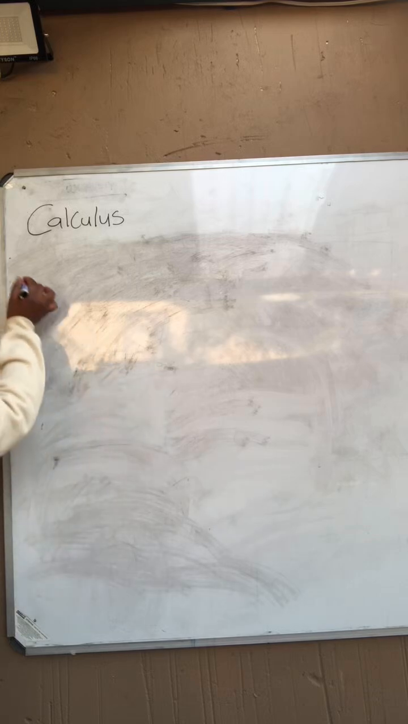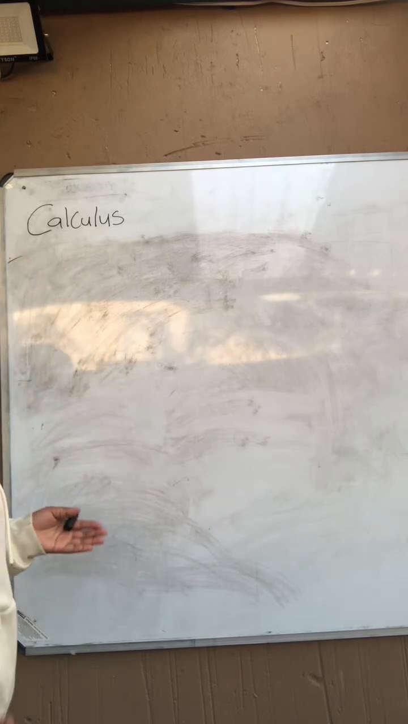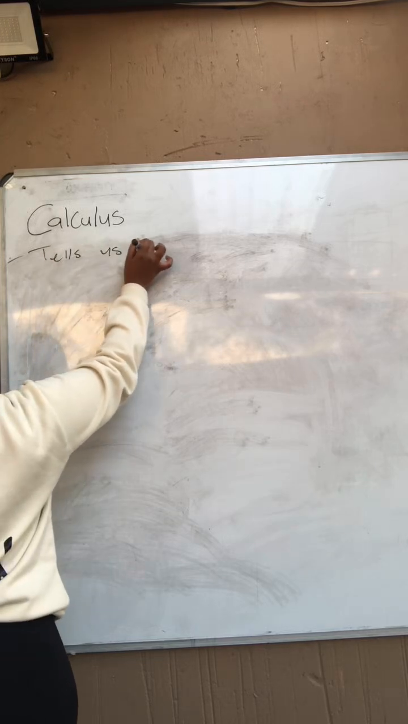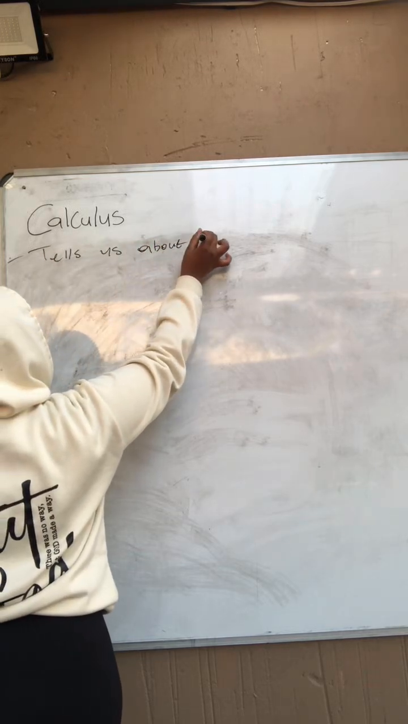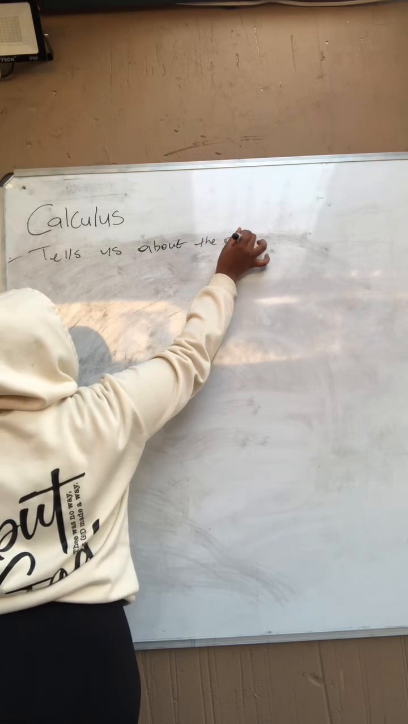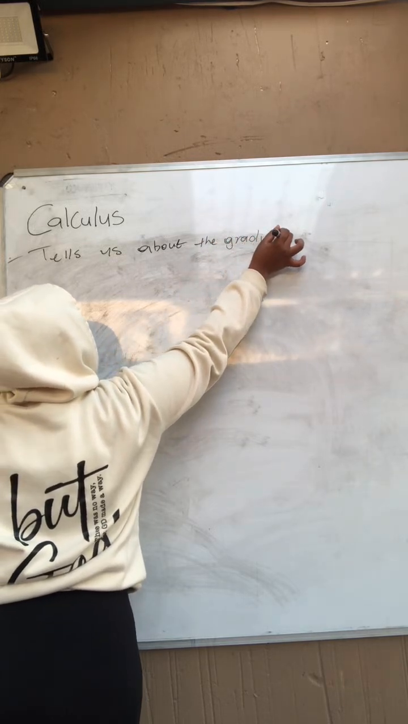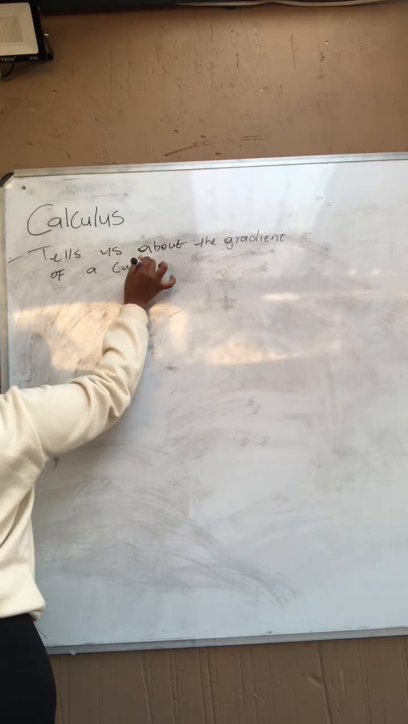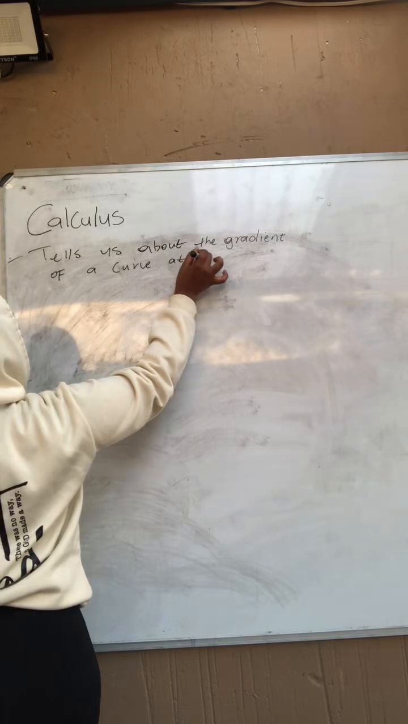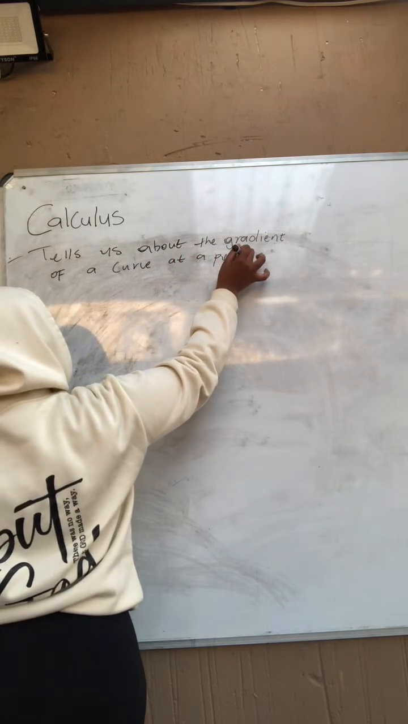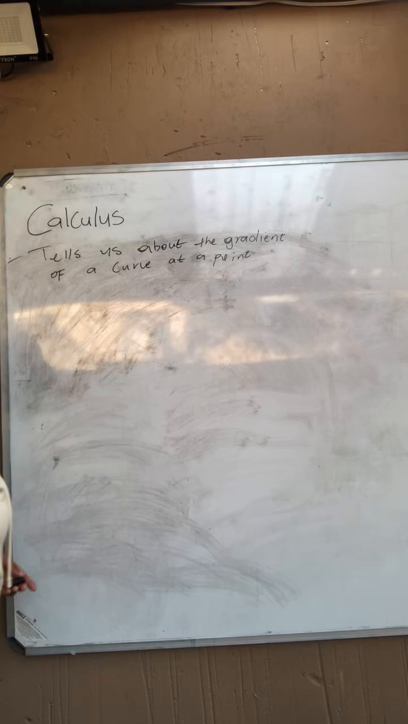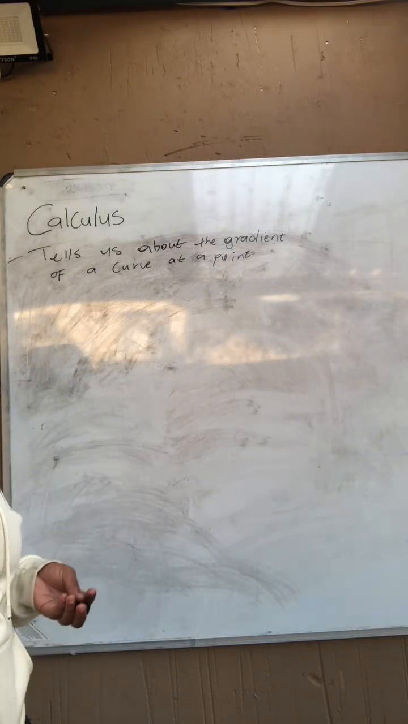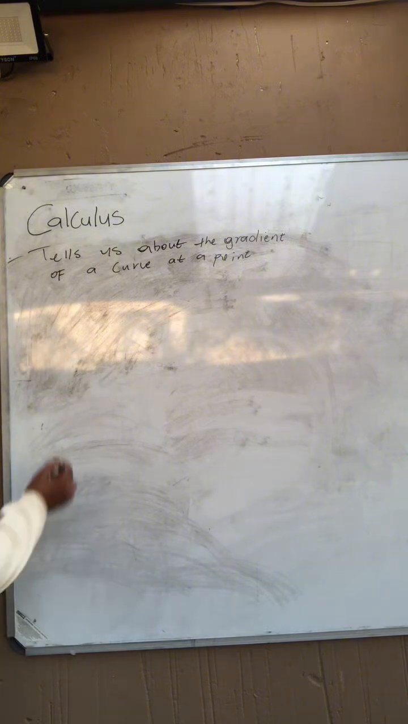First of all, we should know what calculus does. Calculus tells us about the gradient of a curve at a point. This simply means that the gradient keeps on changing. For example, let's look at this graph.